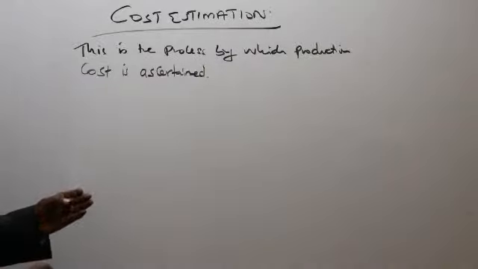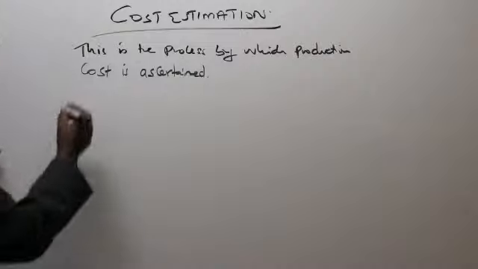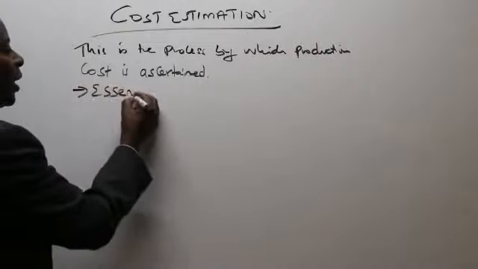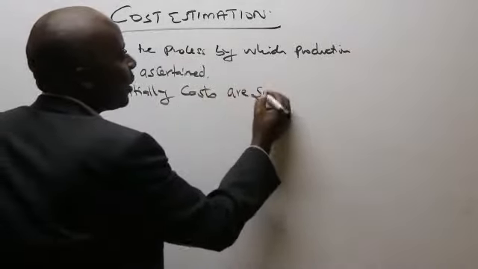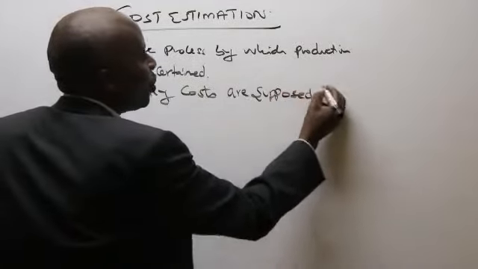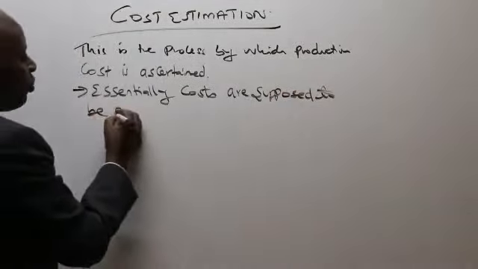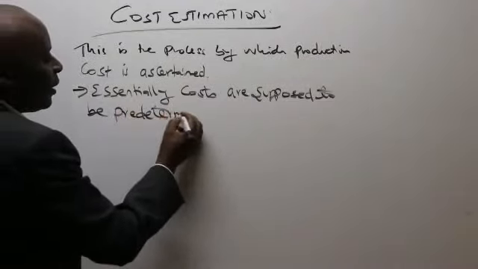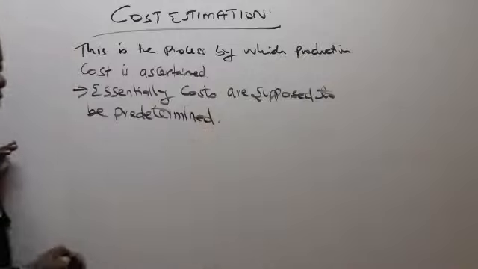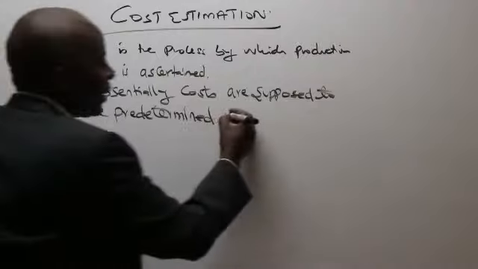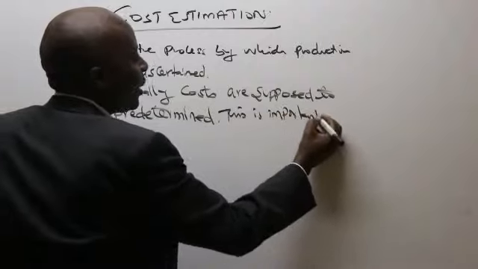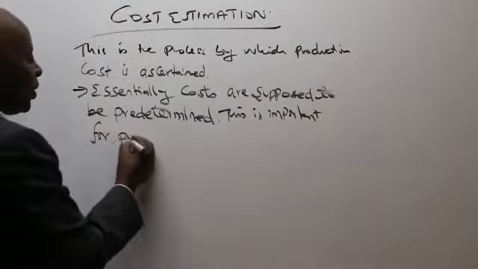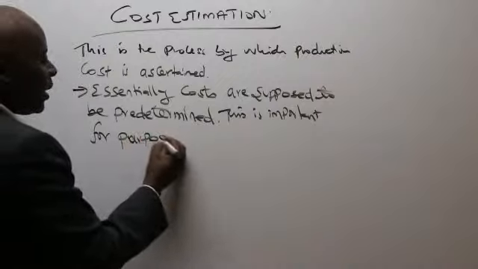If you can recall very well from your section 2 management accounting, essentially costs are supposed to be predetermined. They are supposed to be determined in advance. This is important for pricing purposes.